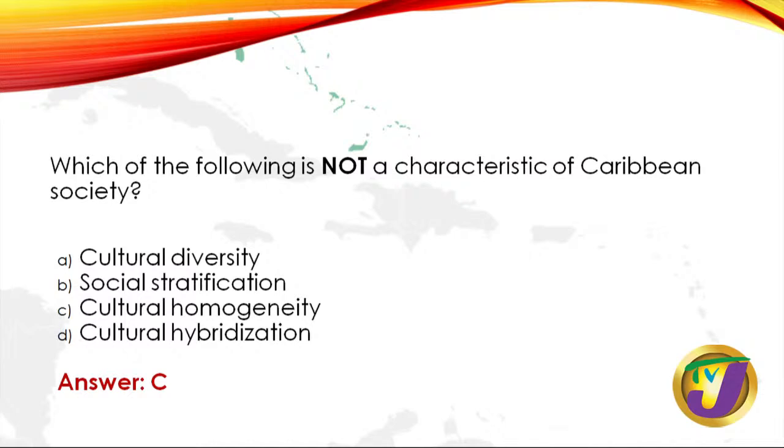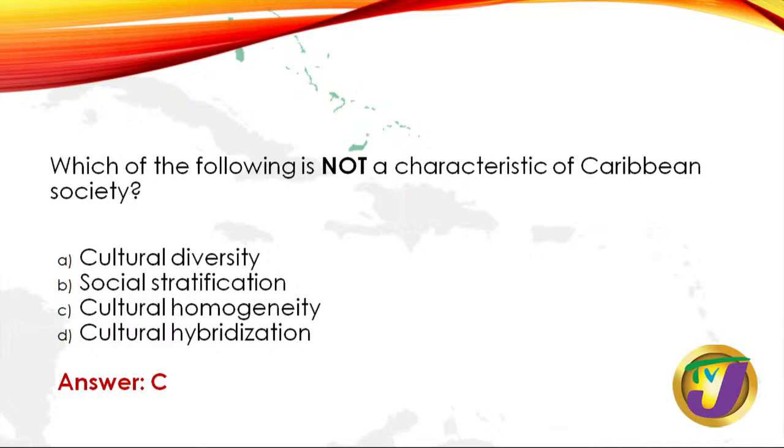Which of the following is not a characteristic of Caribbean society? A, cultural diversity, B, social stratification, C, cultural homogeneity, and D, cultural hybridization. We spoke about all of these things. Now, based on the responses that are here, the answer to the question would be C, cultural homogeneity. We do not have that in the Caribbean. We have a heterogeneous culture, which means it's diverse. It's a mixture of many different things.